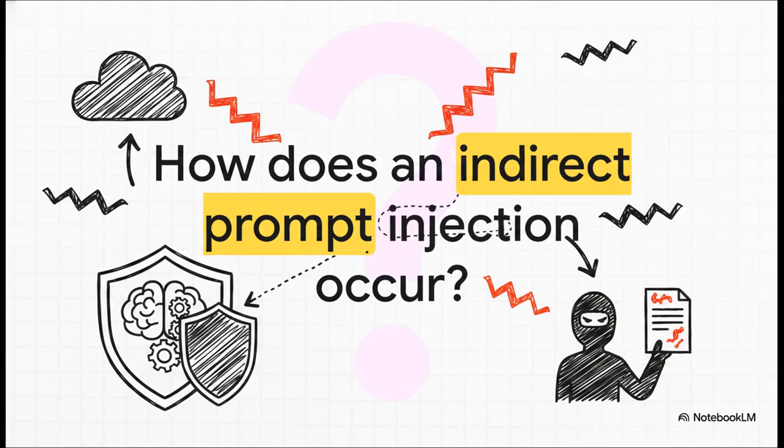You're doing great. We're going to stay right here at medium difficulty for level 3, but we're getting into some very specific vulnerabilities now. According to the OWASP Top 10 for LLMs, how does an indirect prompt injection occur?